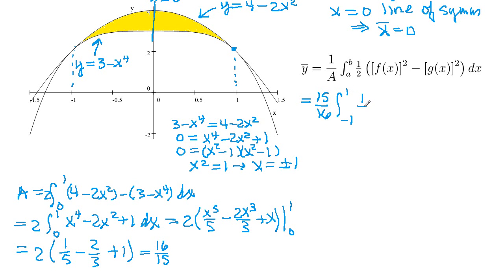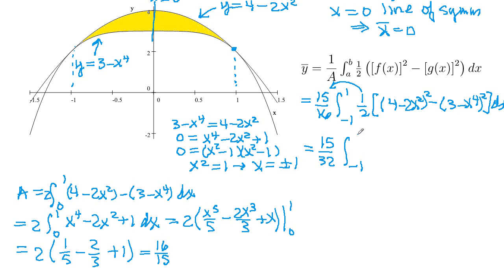And then we're going to have a 1/2, and then f of x squared, so that's the top function squared. So that's 4 minus 2x squared minus the bottom function squared. So that's the 3 minus x to the 4th squared and dx. So the 1/2 we can bring out in front times the 15/16, we'll get 15/32. And then we are going to integrate from -1 to 1.